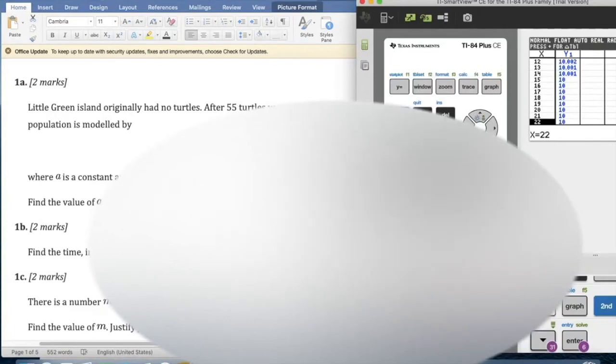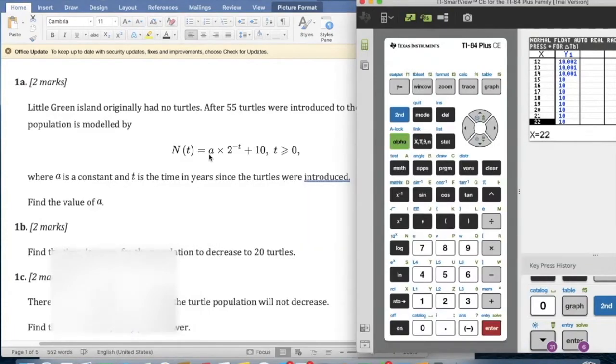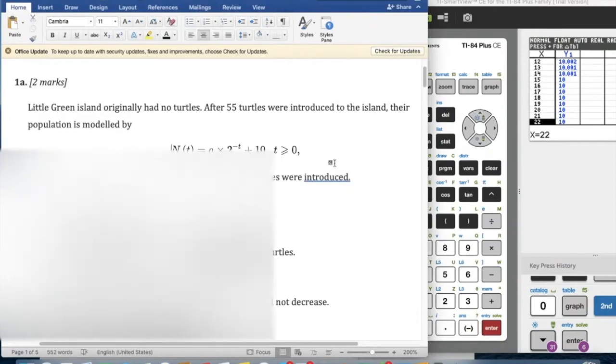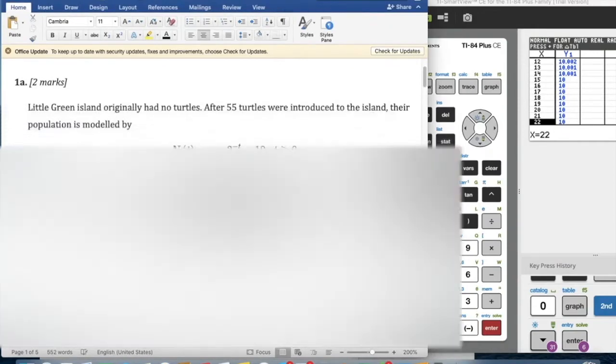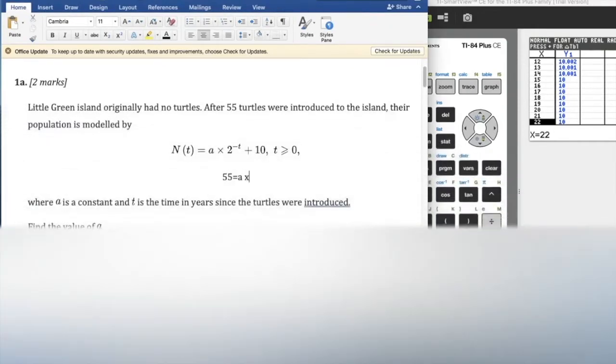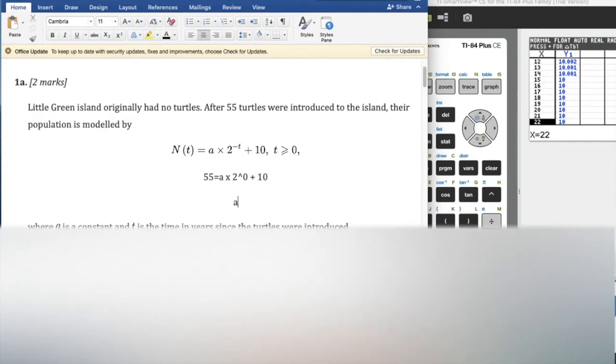So what we're going to go over is this question. We started going over this in school and we talked about it in depth. What we decided to do was to substitute in the relevant values: 55 equals a times 2 to the power of 0 plus 10. We then solved this equation and we worked out a to be 45. If you're not sure about this, please let me know.